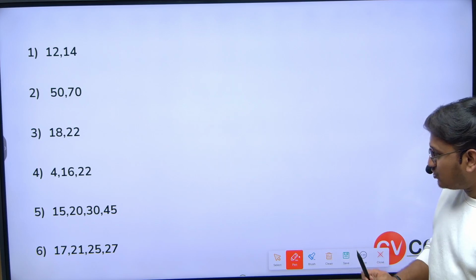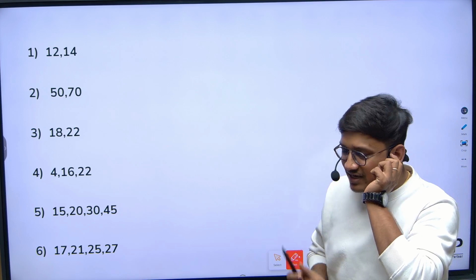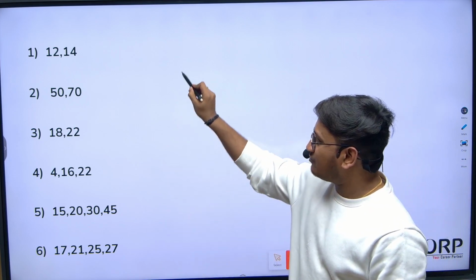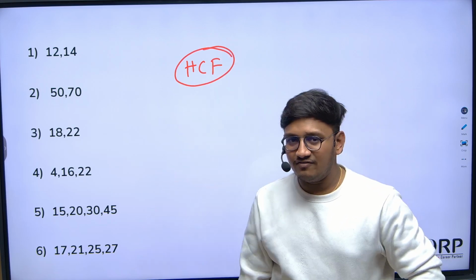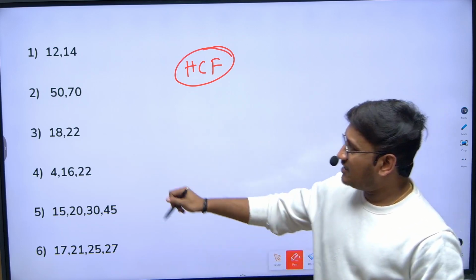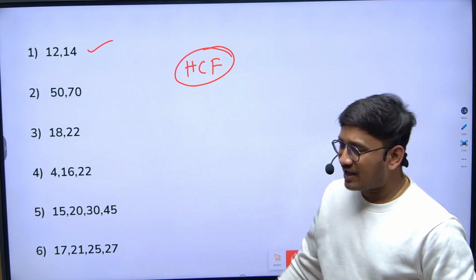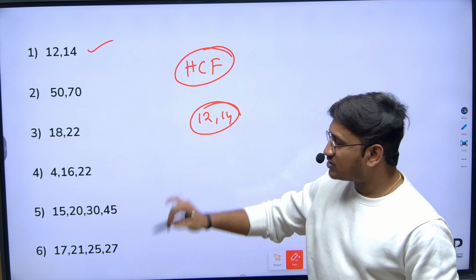Now let's come to highest common factor. There are a few ways to calculate highest common factor, HCF. This is very, very important. The majority of students get confused calculating highest common factor. Let's take the first question as an example, 12 comma 14. I want the highest common factor of these numbers.